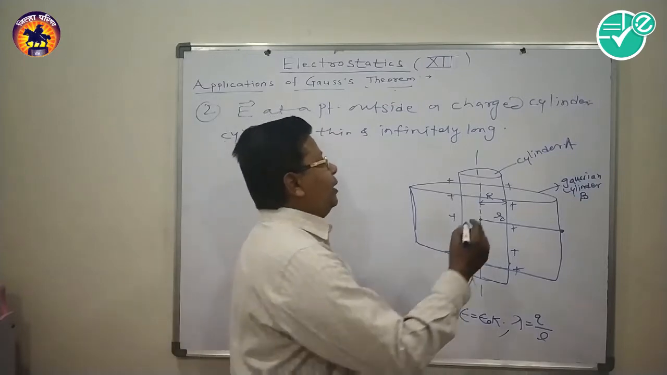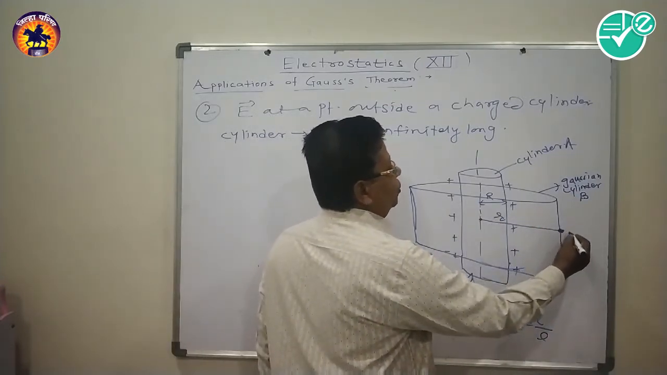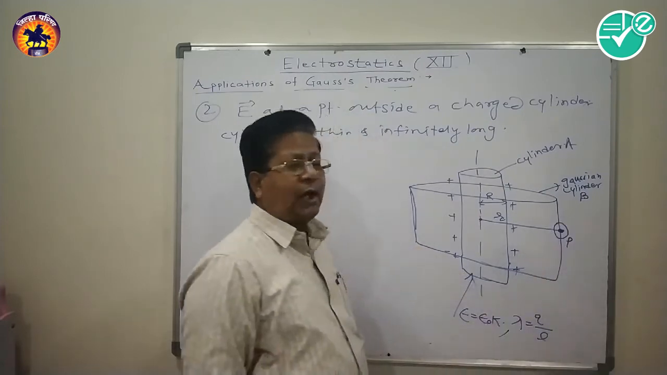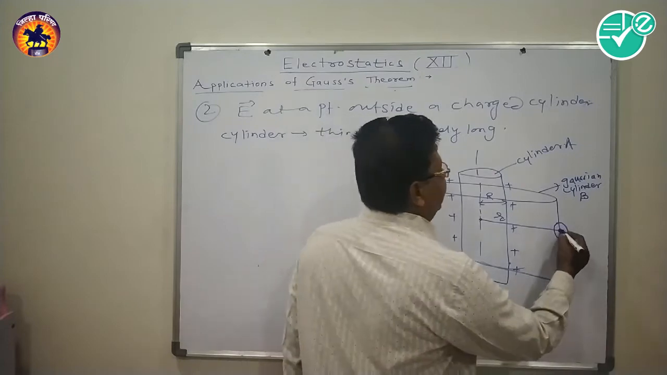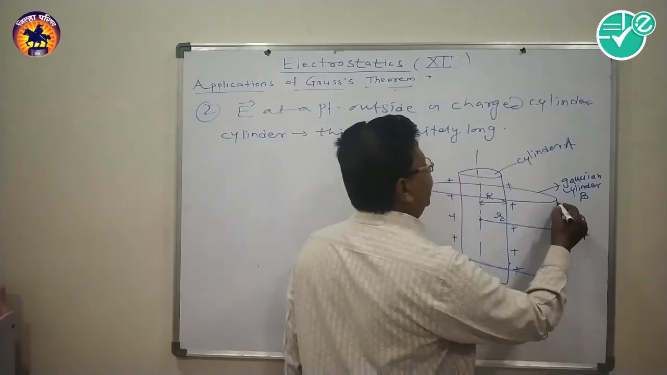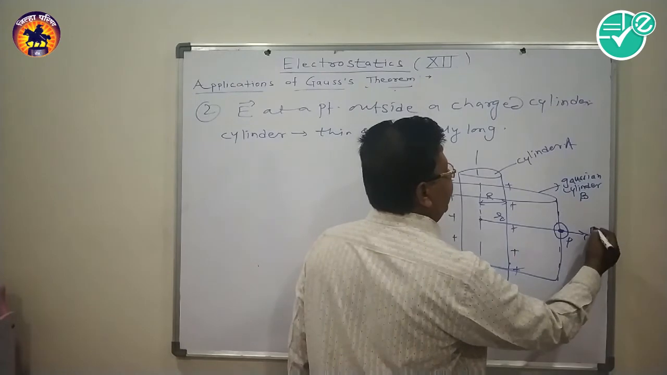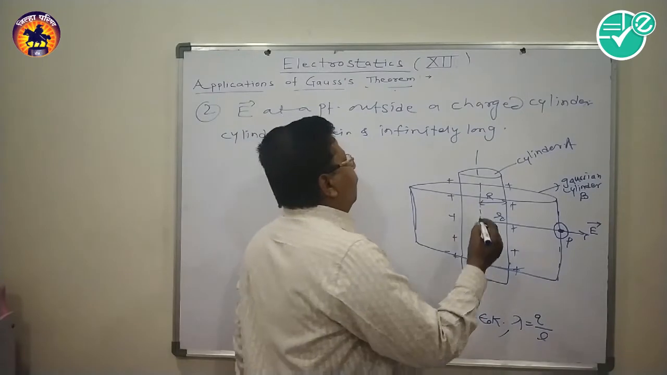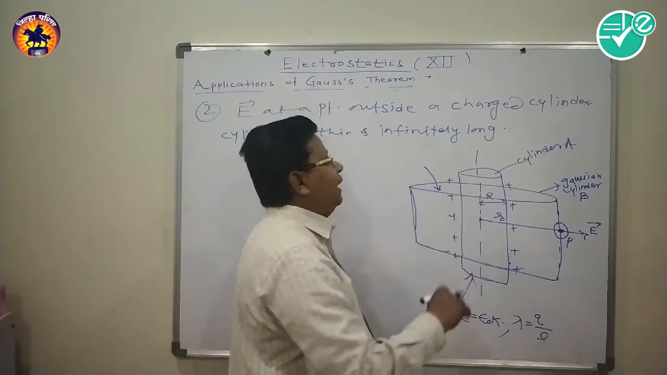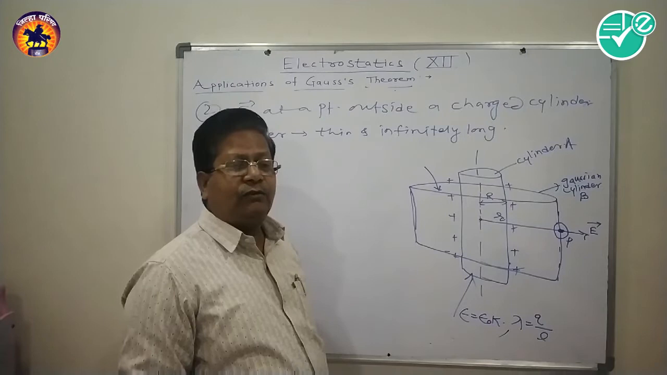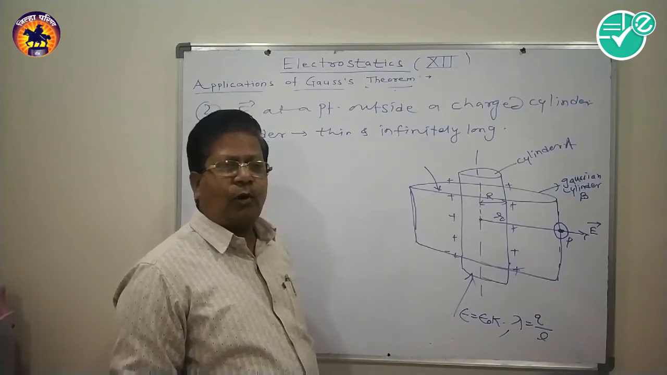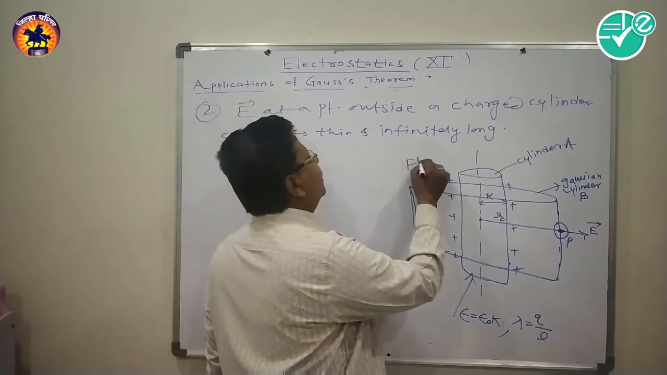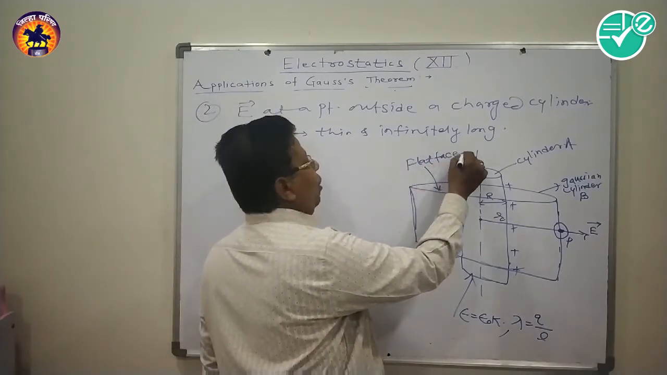Now take a point P on the curved surface of this Gaussian cylinder and again take a small area ds around the point P. Then electric intensity at every point on this curved surface is directed radially outwards. For the flat surfaces, the electric intensity is zero because no tubes of induction are passing normally through the flat surfaces or flat face of the cylinder.